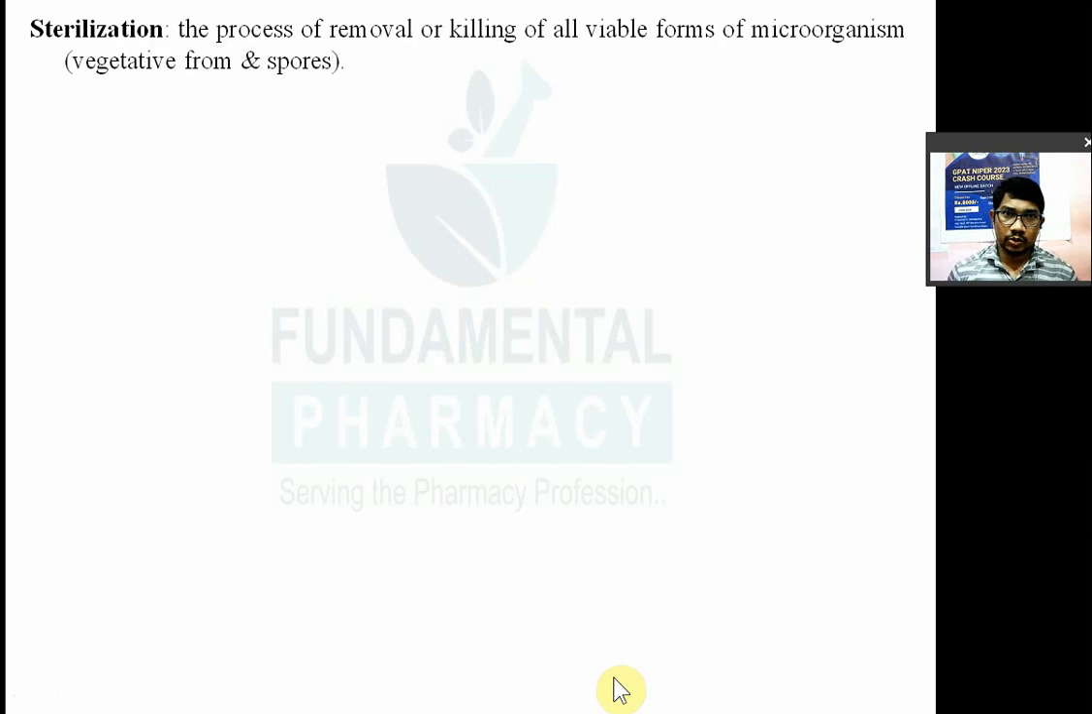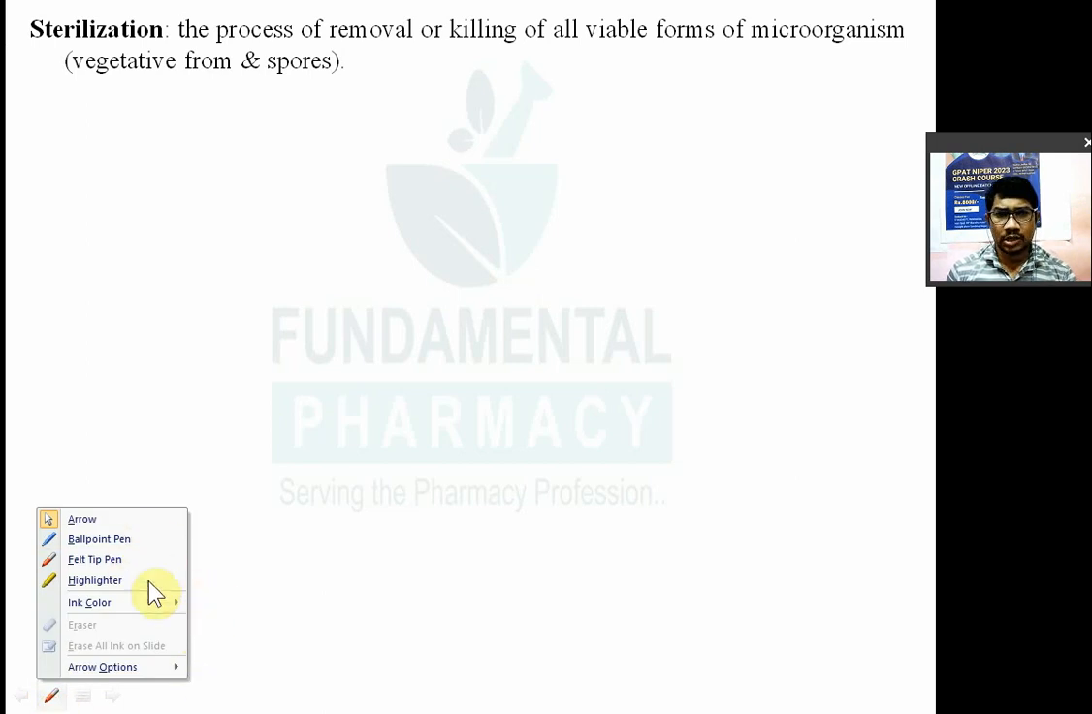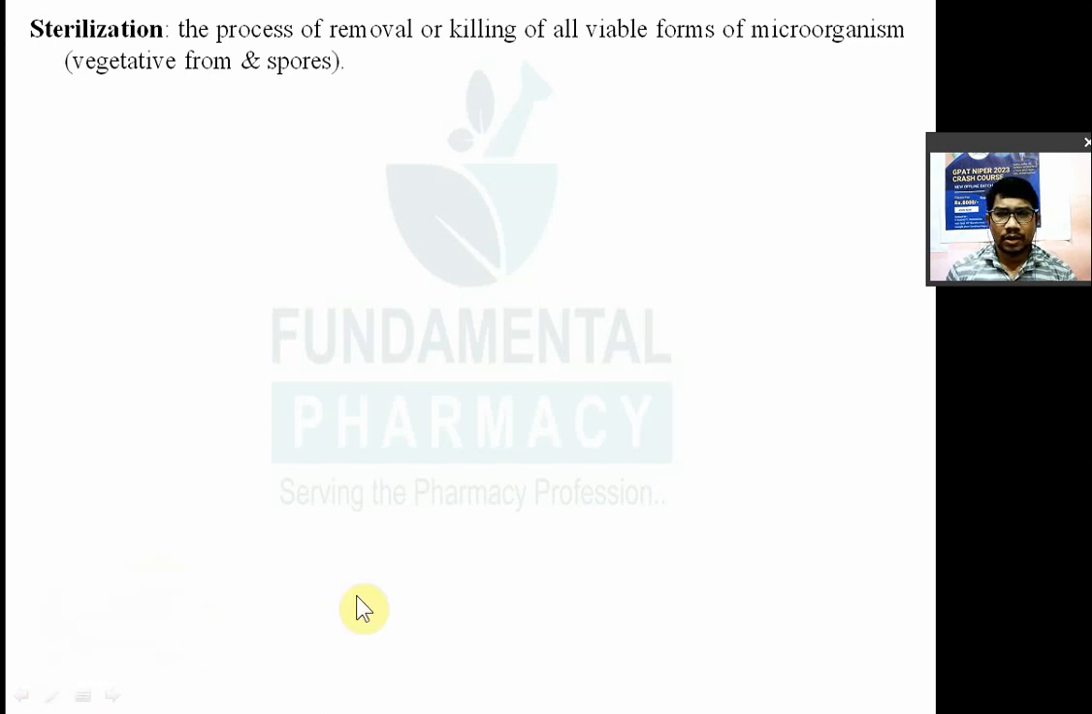Okay, so today we are going to start our new chapter from microbiology, and this is a very important chapter for your GPAT and other exams. This sterilization chapter is again an important chapter, and a lot of questions are asked on it. If you have seen previous papers, you may find a few questions every year from this chapter, sterilization.